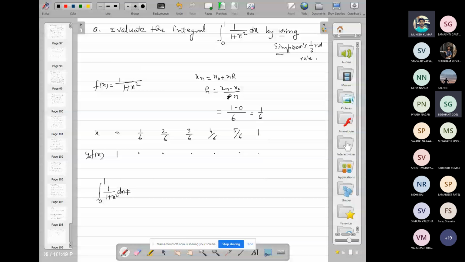In the same way, you can solve the same question by using the 3/8 rule. In that case, n must be a multiple of 3. So you can apply it on this, or you can take n equal to 12.